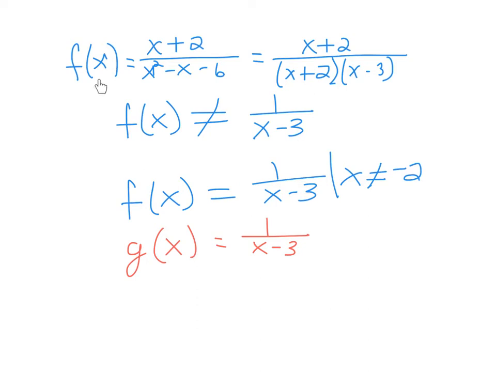Because if we plug in negative 2, we still need to get undefined, and we would not get undefined here, right? If we plug negative 2 in, we would get 1 over negative 5. So f of x does not equal 1 over x minus 3. It does, however, equal 1 over x minus 3 such that x does not equal negative 2. G of x, we can call a new function that can equal 1 over x minus 3, but these are different functions. They differ by 1 point.